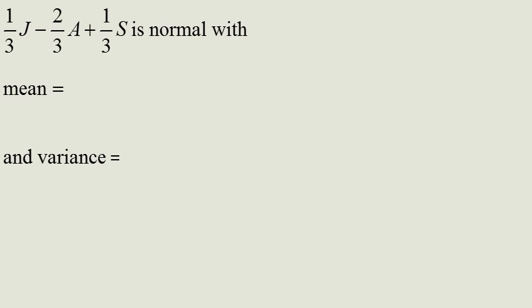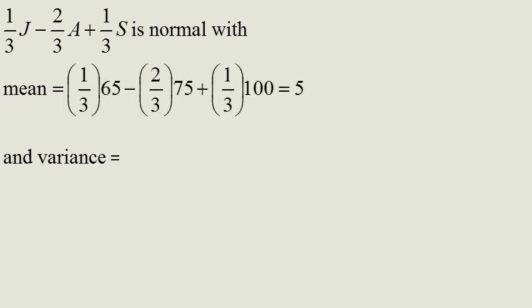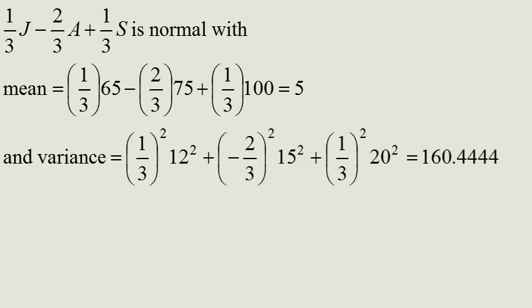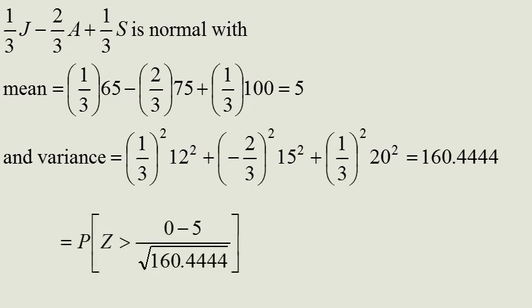When we plug in the means, we get a result of 5. And when we plug in the variances, all the coefficients get squared, and we get a result of 160.44. Now we create Z by subtracting the mean and dividing by the SD. Remember, the 0 here came from the previous slide. That was on the right side of the inequality before I began to find the mean and variance.